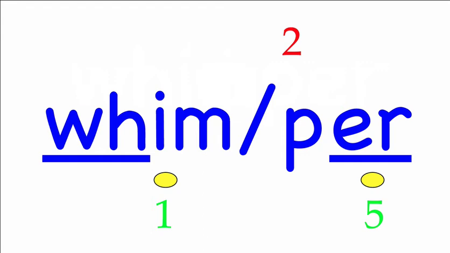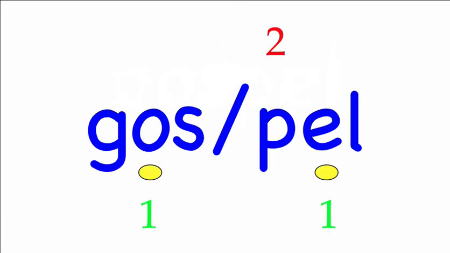Gospel. Gospel. What I say is the gospel truth. Gospel. 2 syllables. First syllable, gos, 3 sounds. G, A, S. Second syllable, pel, 3 sounds. P, E, L. Gospel. Now for pronunciation we say gospel, but for spelling we're going to say gospel. Mark the word. Gospel.